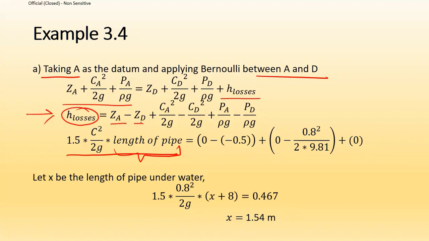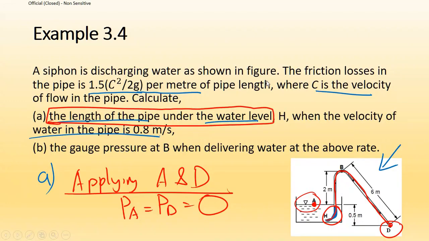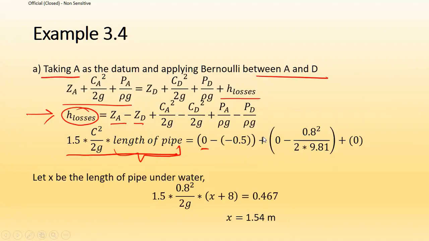So ZA minus ZD. What is ZA? If we take A as the datum, ZA is 0. How about D? D, in this case, is 0.5 meters below A. As I mentioned just now, if it is below, it must be negative 0.5.